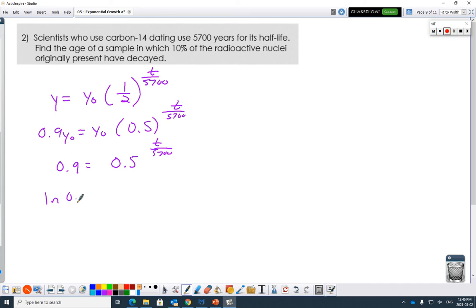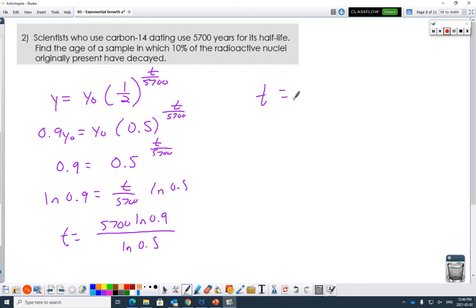Ln on both sides. And so I get t equals 5,700 ln 0.9 over ln 0.5. Better get that as a number to make myself feel good about what I've accomplished. 5,700 ln 0.9 divided by ln 0.5 equals, I get 866 years.